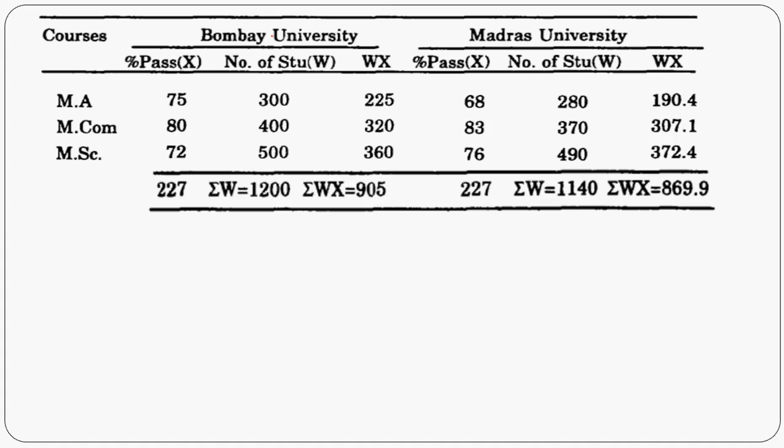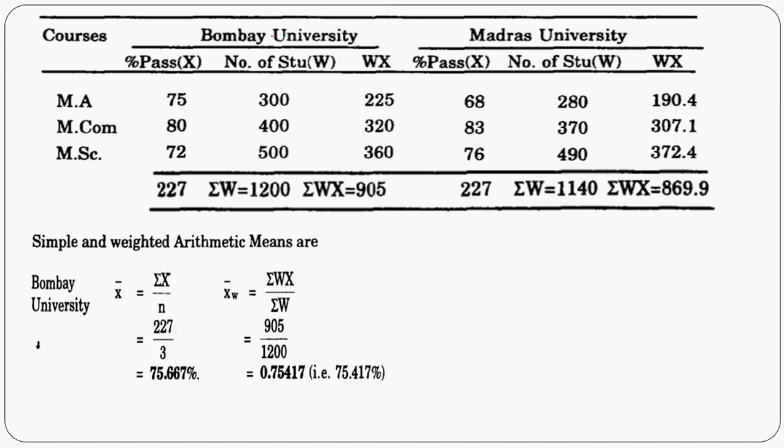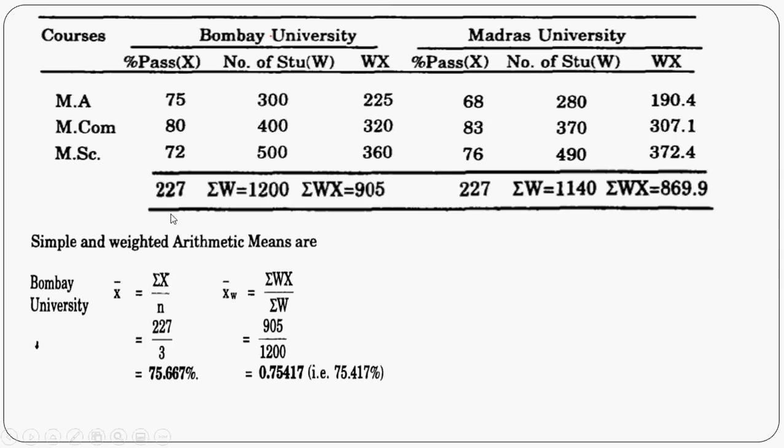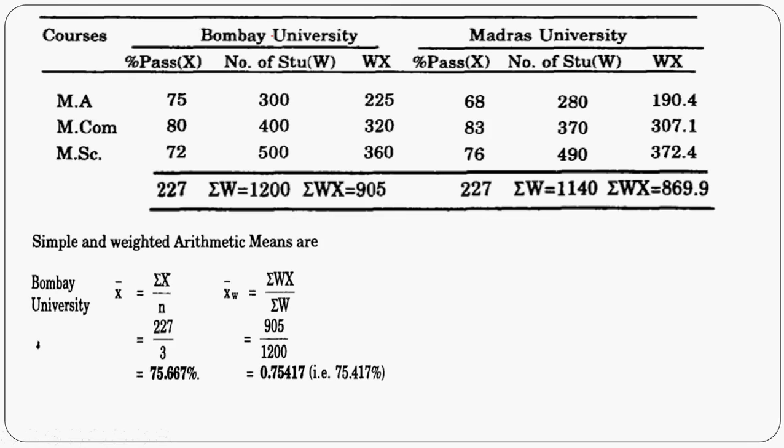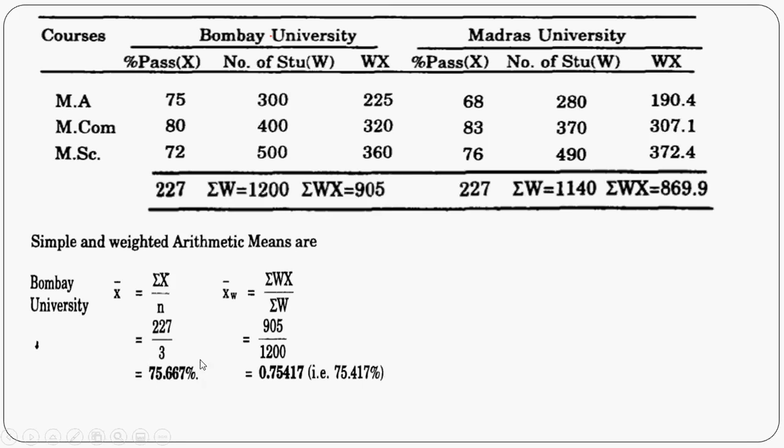So, first we need to calculate the mean, that is sigma x by n. As you can see, the values I am rounding. This is sigma x and n is the total. Total means 1, 2, 3. So, 227 divided by 3 into 100. You need to multiply into 100. Then only you will get 75.667 in percentage.